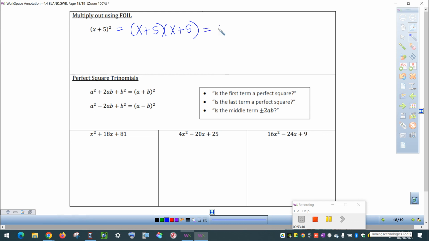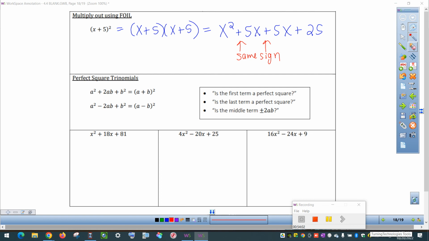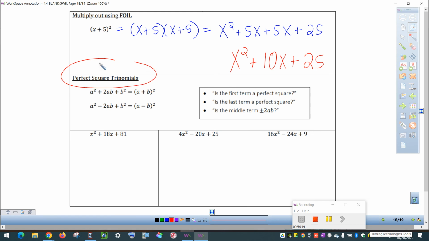Now when we FOIL this, there's something I want you to notice. The signs here, they're not different signs. They're the same sign. So it's kind of opposite of what we just did. The middle terms do not cancel because they're both positive. So if we were to combine them, positive 5 plus positive 5, that's positive 10. So it's x squared plus 10x plus 25. This is called a perfect square trinomial.